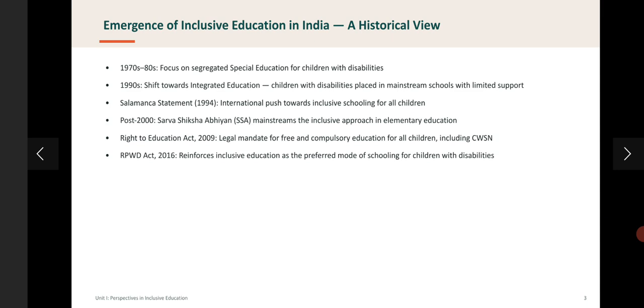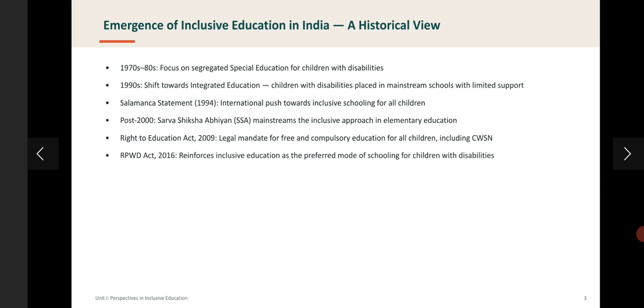The three important aspects of this UEE are access, enrollment, and retention of all the children in the age group 6 to 14. This is the important thing they had in the Sarva Shiksha Abhiyan, and it was launched exactly in 2001.